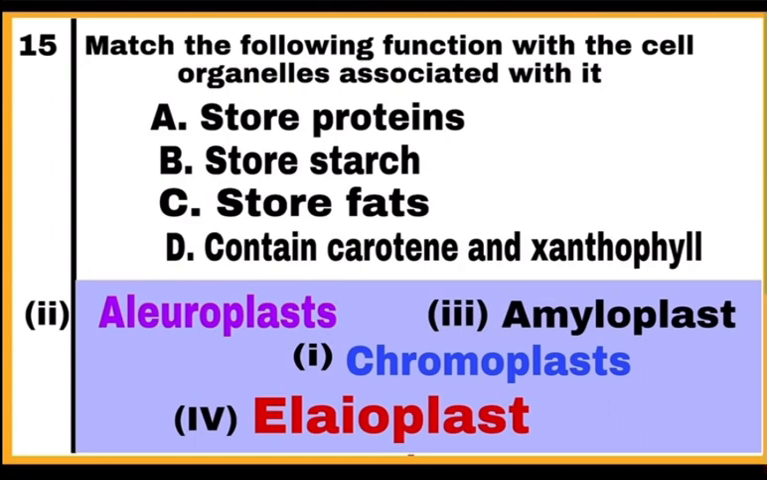D. Contain carotene and xanthophyll. Chromoplasts contain fat-soluble carotenoid pigments like carotene and xanthophyll. So here A matches with 2 aleuroplast, B with 3 amyloplast, C with 4 elaioplast and D with 1 chromoplast.